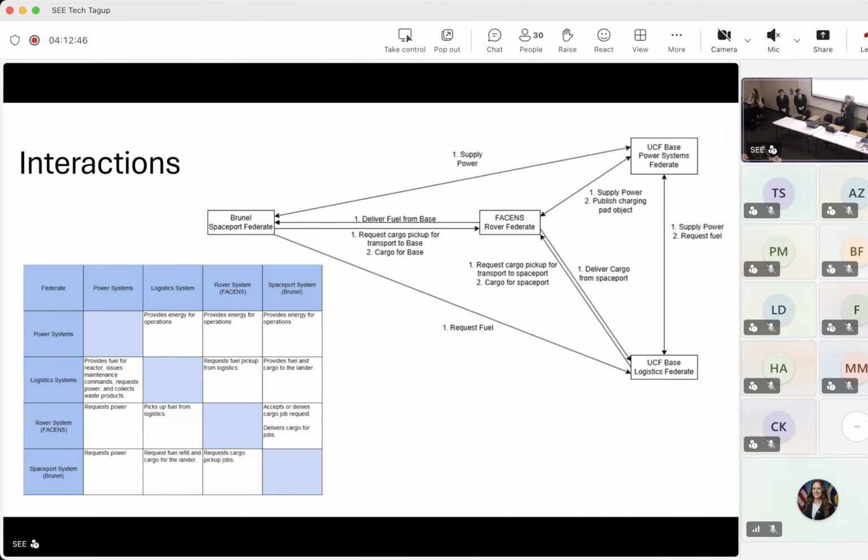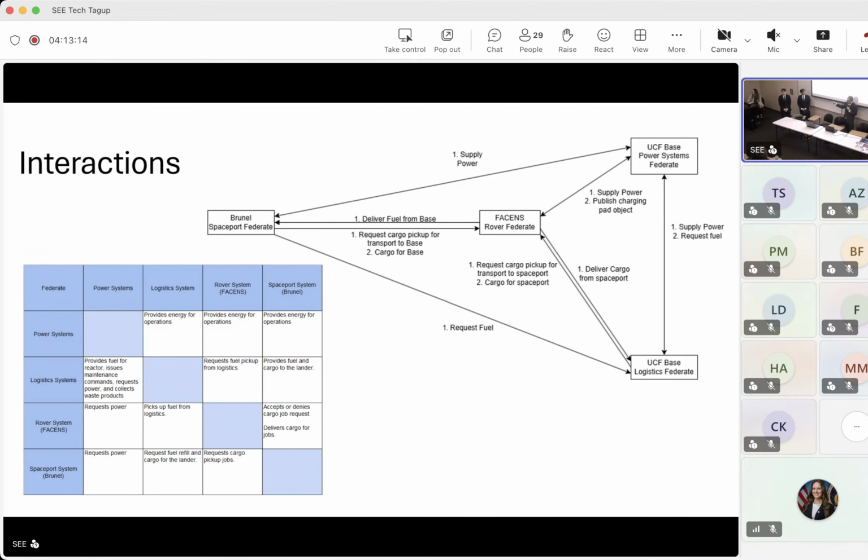So for our interactions between the rover federate and the logistics federate, the spaceport federate will have a lander come in and land. It will have resources on hand, and then we'll send out a request to the logistics federate and have those resources picked up. Additionally, we'll send out a request to the rover federate.